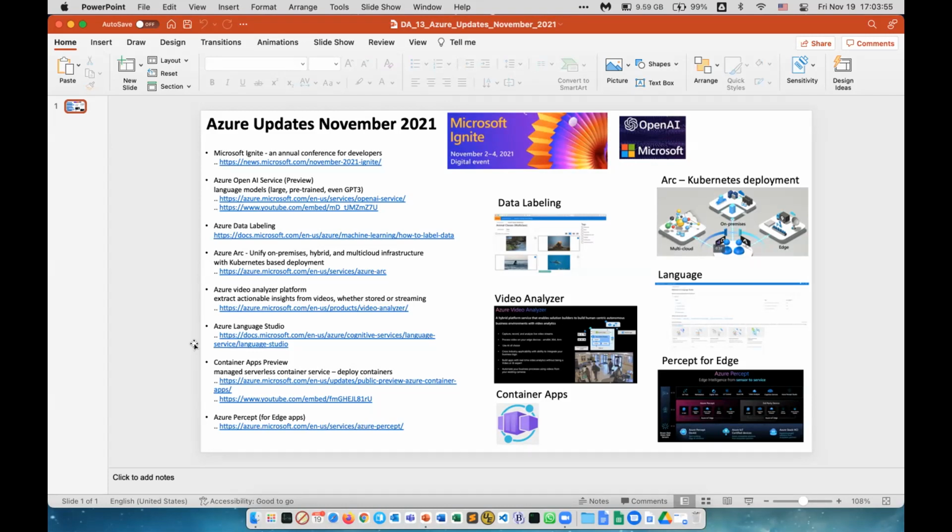Yeah, I'm really interested about this Arc thingy because it's a multi-cloud thing. So maybe it can be used for loading data. I'm not sure. Yeah.